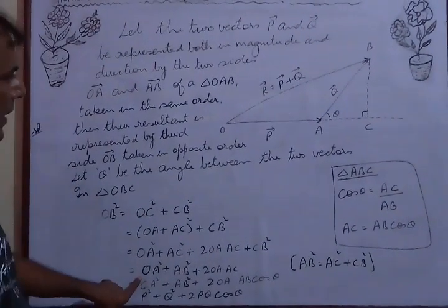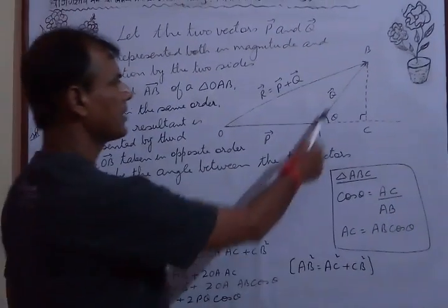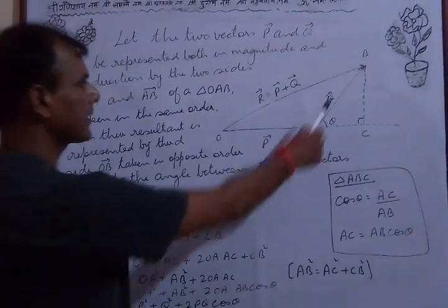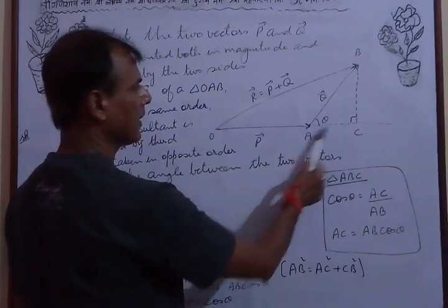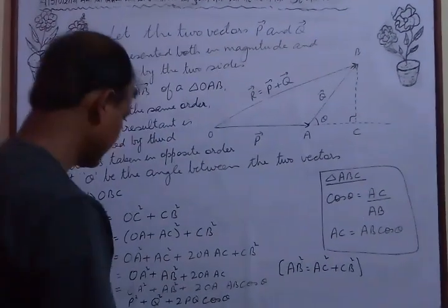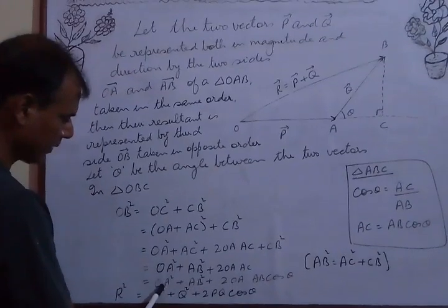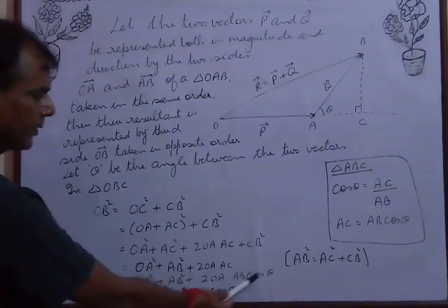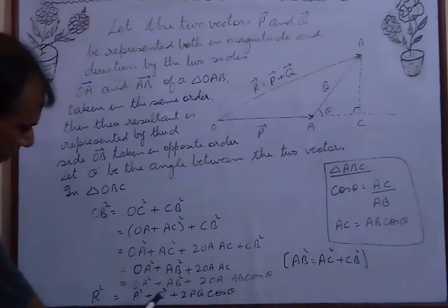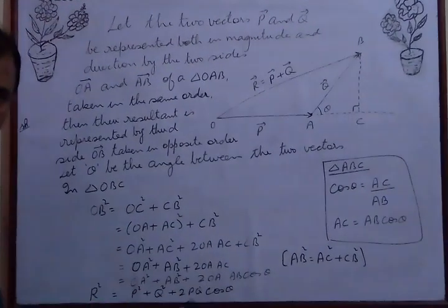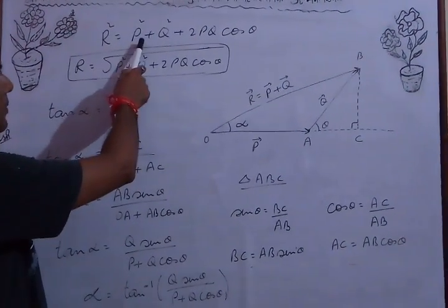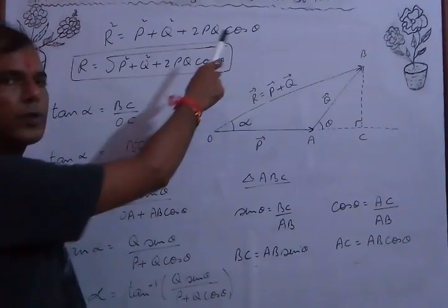Now we know OA, it is P. We know AB, it is Q. This OA we know, but AC we don't know. Taking triangle ABC, cos theta is AC upon AB. So from this we find AC is AB cos theta. Put in the value of AC here. So this becomes OA square plus AB square plus 2 OA AB cos theta. Put in the values. This is R square equals P square plus Q square plus 2PQ cos theta.